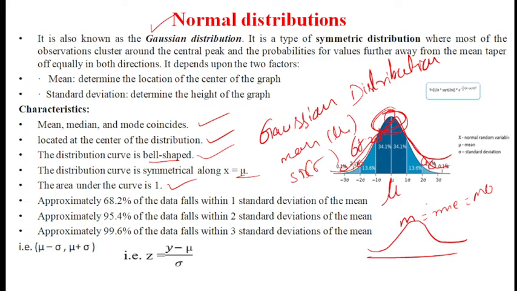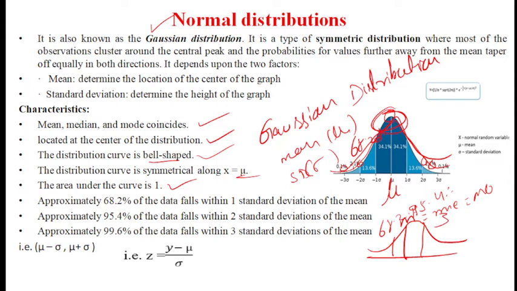whereas 95.4% of data falls within the second standard deviation. First standard deviation 68.2, second standard deviation 95.4, and 99.6% of data falls within the third standard deviation of the mean.